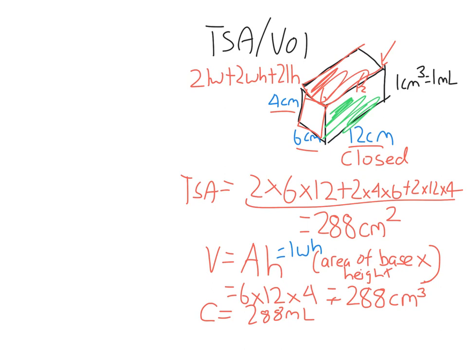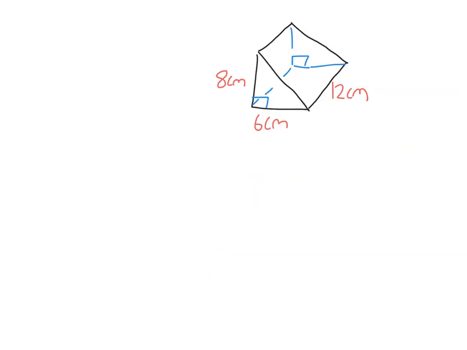Okay, so now we're just going to look at a triangular prism. So let's find the total surface area and volume of this triangular prism here. So a triangular prism has a triangle as its base. So this shape here, this triangle here is the base, not the rectangle at the bottom. That is not the base.